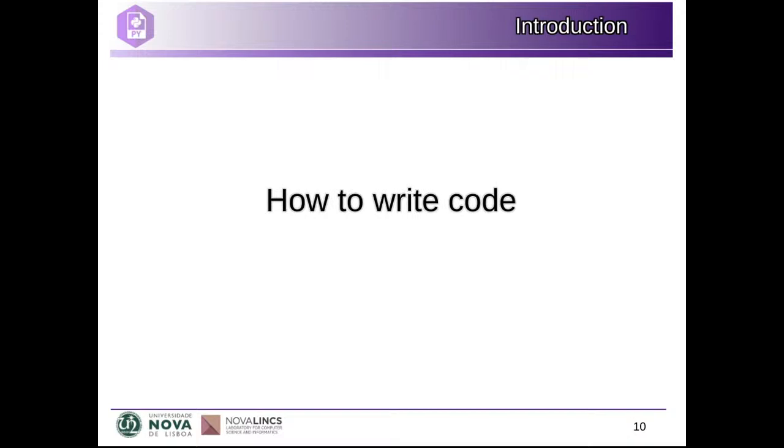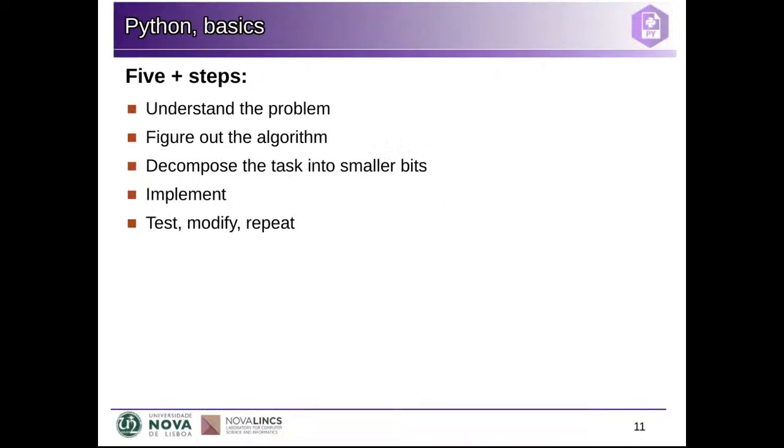So how are we going to do this? The basic idea is when you're trying to work out some problem with programming, you need to understand the problem, then you need to come up with the algorithm. The algorithm is the series of steps to solve the problem. Then you need to decompose the task, identify smaller parts that are easier to solve, implement each of the smaller parts, bring them all together, and then test, modify, and so forth. So this is for generic problems in programming.